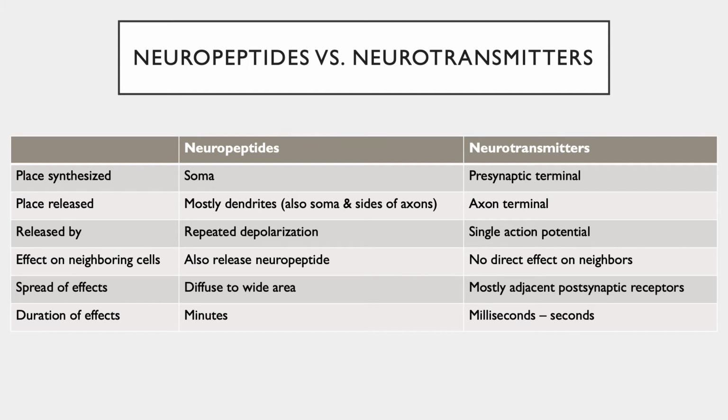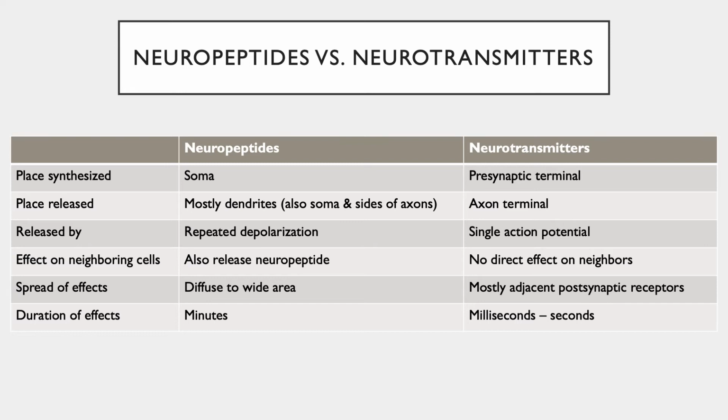but to a wider area than neurotransmitters. Neurotransmitters don't travel very far. They mostly stay within the area of the presynaptic and adjacent postsynaptic neurons. Neuropeptides have a longer duration of effect than neurotransmitters. Neuropeptides have an average of minutes of effect, whereas neurotransmitters are very fast and generally only have maybe milliseconds to a few seconds worth of impact.